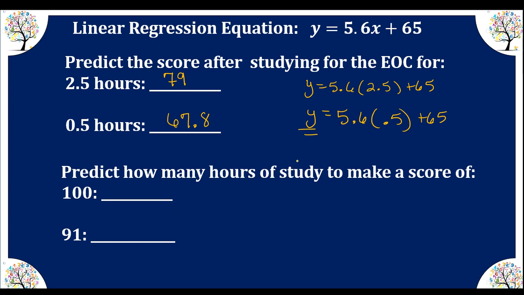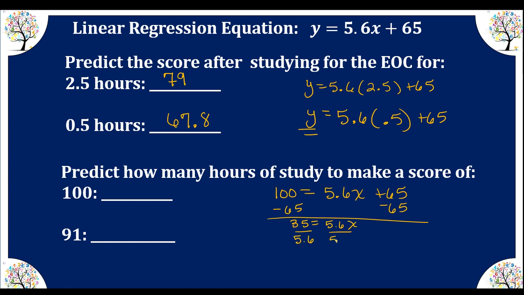Now, what if I want to make a 100 on the EOC? How many hours should I study? So this time I'm going to replace Y, my outcome, with 100, and I am going to use my algebra skills to see what X is, which is hours. So we're going to subtract 65. We get 35 equals 5.6 times X, and now we will divide. 35 divided by 5.6 gives me 6.25. So 6 1/4 hours is what I would need to study.